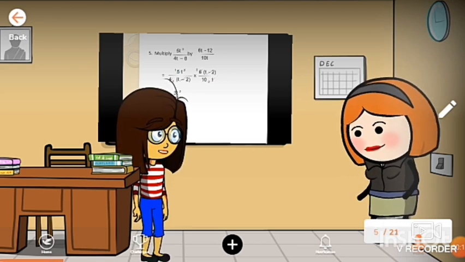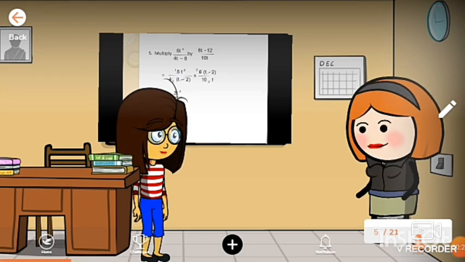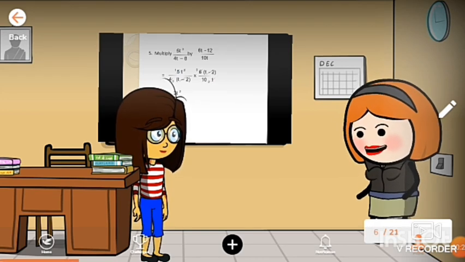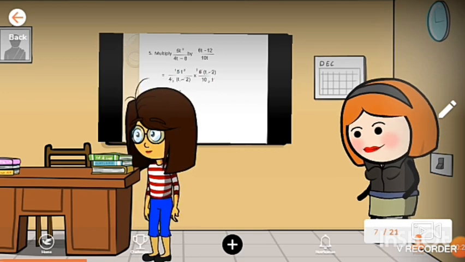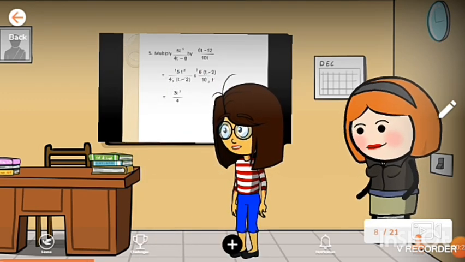We should multiply the numerator and the denominator. Can you multiply and say? 5t cube into 6.